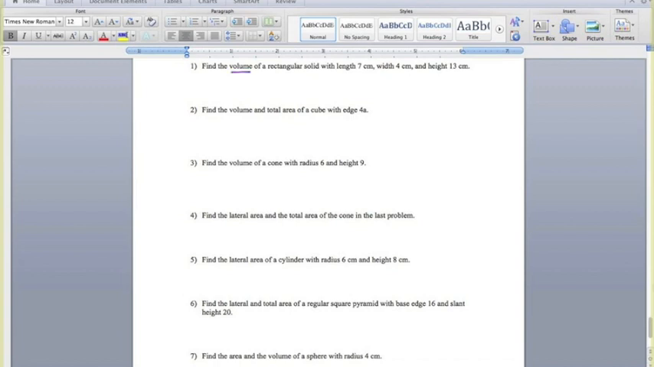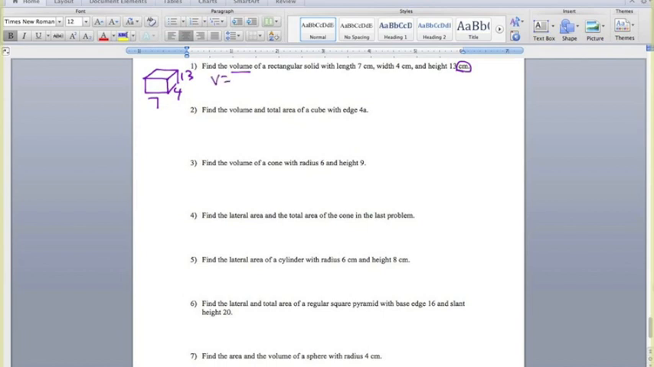So on this one we need to find the volume of a rectangular solid, which is like a shoebox or a rectangular prism, with length of 7, width of 4, and height of 13, and there are units attached to those. We want to make sure that we take note to include units in our answers, because that's a sad place to lose points.